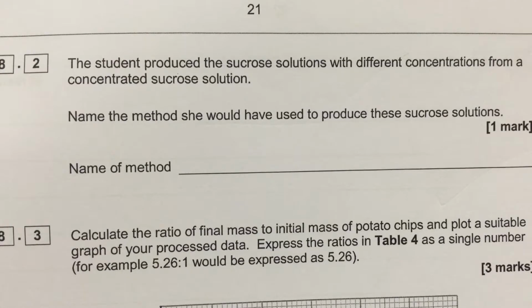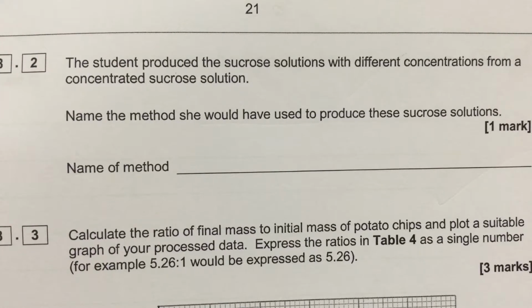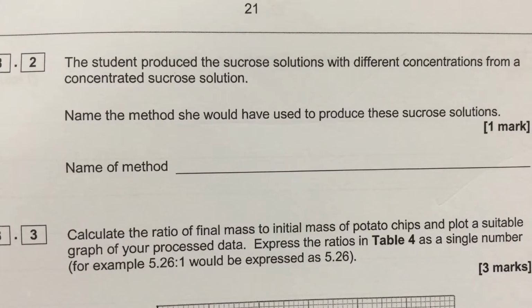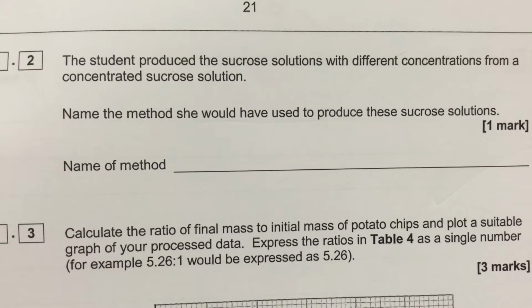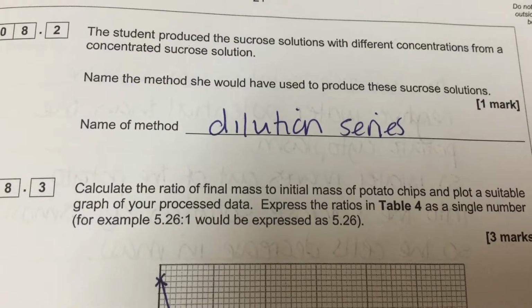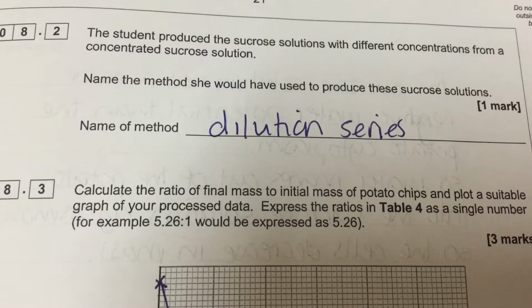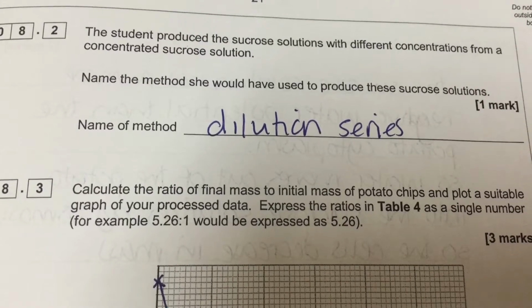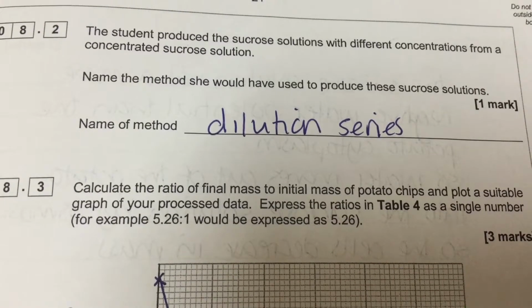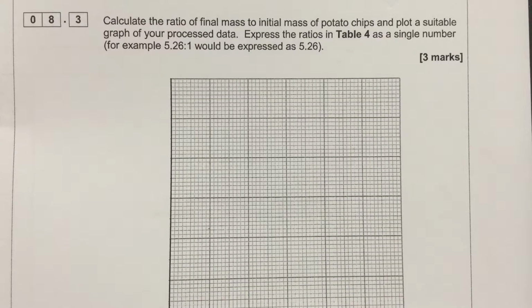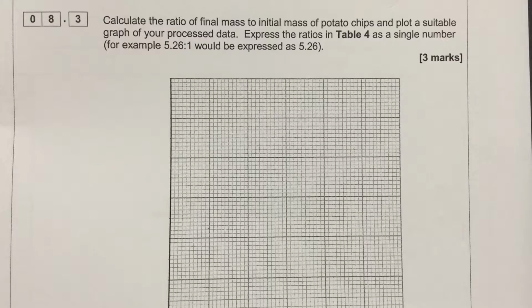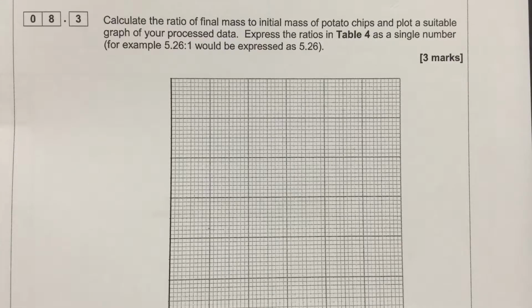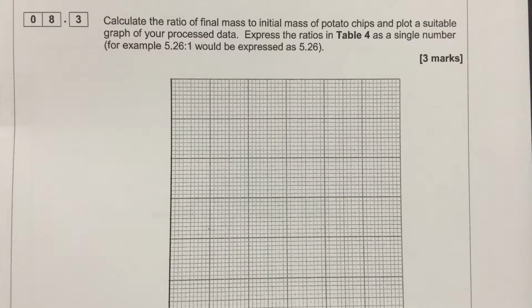The student produced the sucrose solutions with different concentrations from a concentrated sucrose solution. Name the method she would have used to produce these sucrose solutions. Well, the method is a dilution series. This can also be called a serial dilution. And you'll notice that this is one of the skills from the CPAC, the Common Practical Assessment Criteria. It doesn't matter what exam board you do, they need you to know what a serial dilution is and how to make a dilution series.